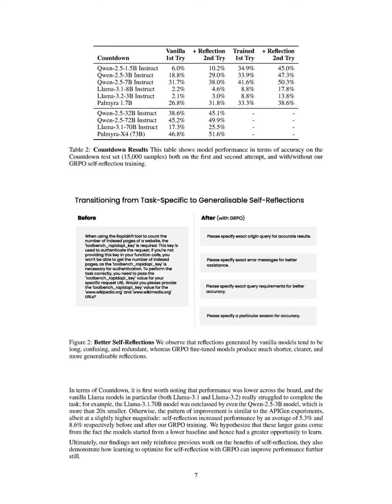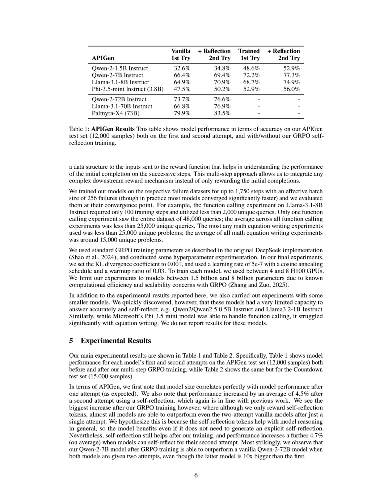In our experiments, we observed notable performance improvements in both the API-Gen and Countdown tasks after applying our self-reflection method. For the API-Gen task, models showed an average performance increase of 4.5% after a second attempt using self-reflection and a further 4.7% improvement post-GRPO training, allowing models to outperform even larger models like Qwen 2-72b after just one attempt.